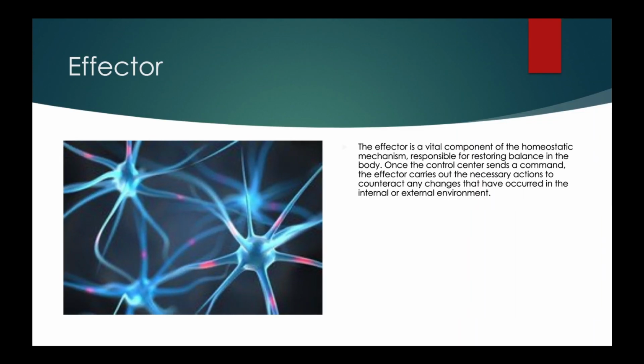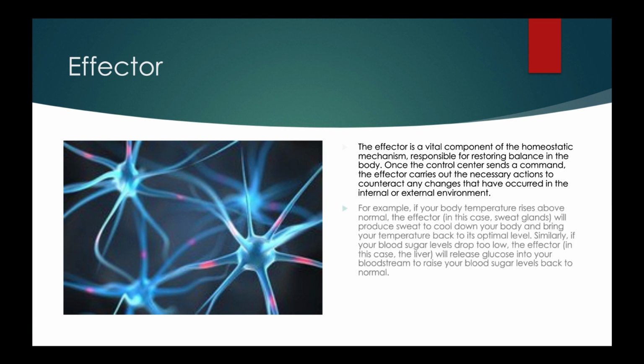Effectors. An effector is a vital component of the homeostatic mechanism responsible for restoring balance in the body. Once the control center sends a command, the effector carries out the necessary actions to counteract any changes that have occurred in the internal or external environment. For example, if your body temperature rises above normal, the effectors, in this case the sweat glands, will produce sweat to cool down your body temperature, bringing it back to an optimal level. Similarly, if your blood sugar level drops too low, the effector, in this case the liver, will release glucose into your bloodstream to raise your blood sugar level back to normal.